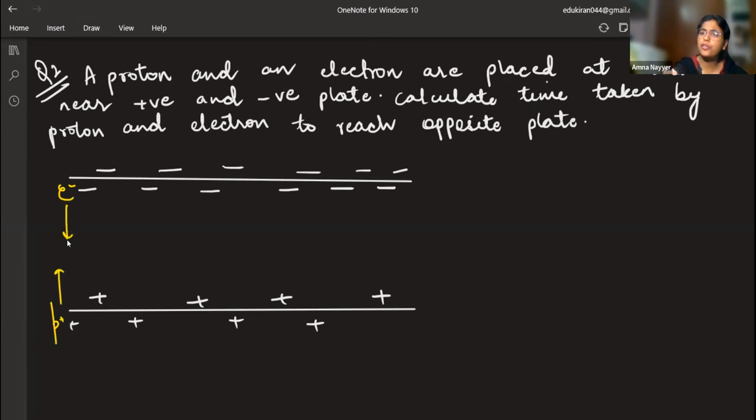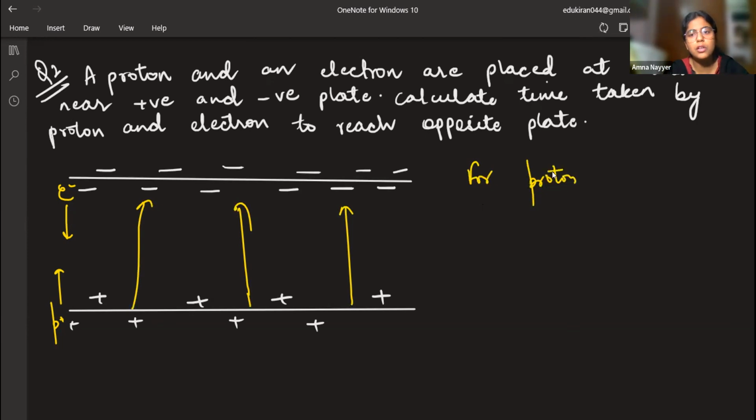What will be the direction of electric field? From the positive to the negative. We'll also study electric field lines, then this concept of the direction of electric field will become more clear. So this will be the direction of electric field, right? Now see, I'm just talking about the proton first. So force on proton is going to be F is equal to QE.